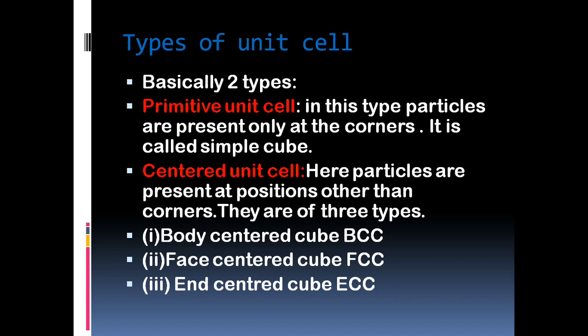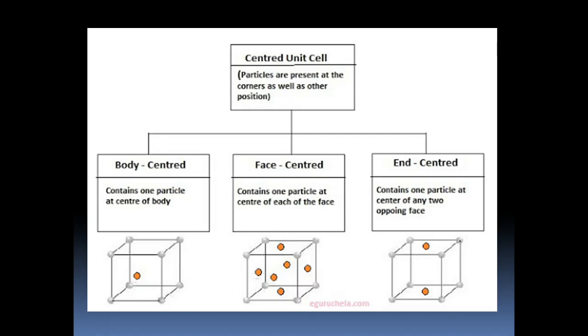So I shall repeat. In second category, that is centered unit cell, we have got particles in the corners of the cubic cell, plus there are additional particles at different positions. Based on that, we have got BCC, that is body centered cubic cell, FCC, face centered cubic cell. Third one is end centered cubic cell, that is ECC. Okay, let us go into the detail of it.